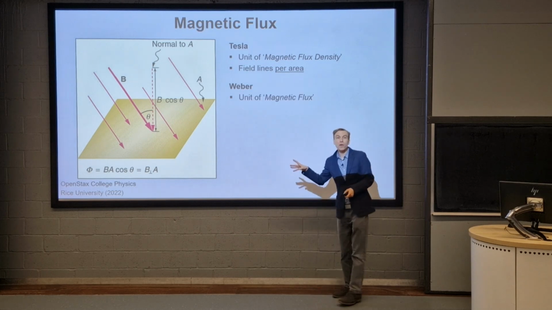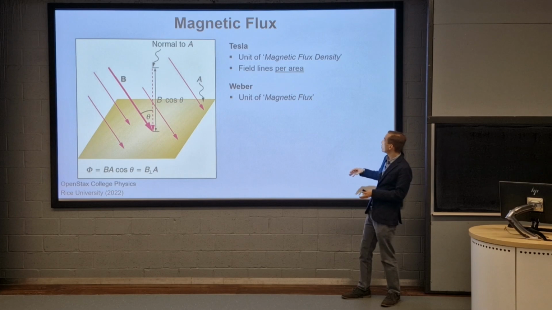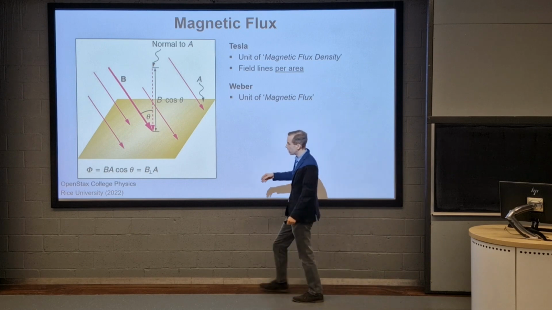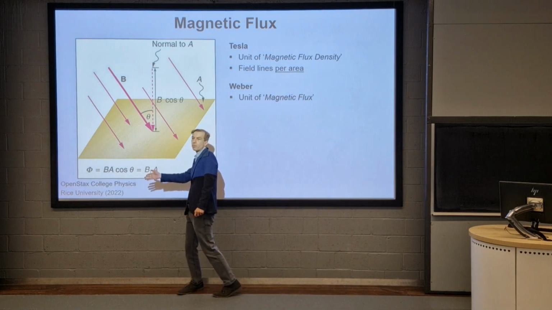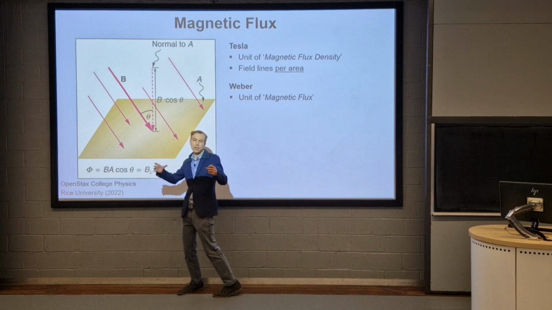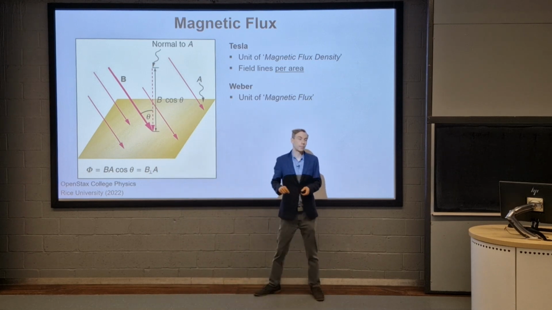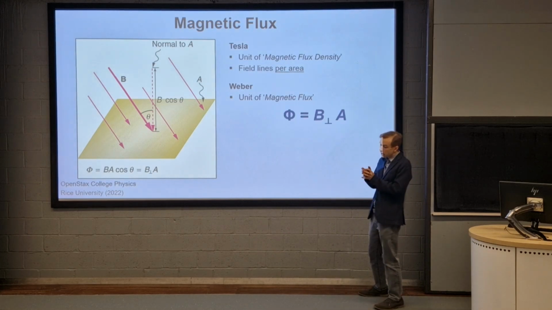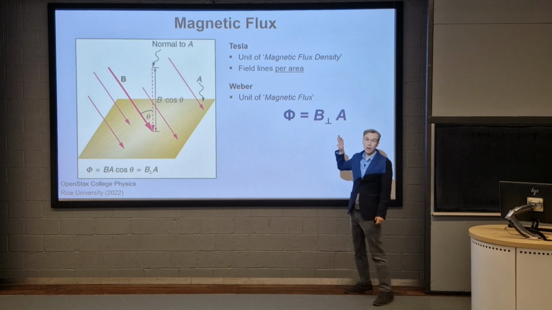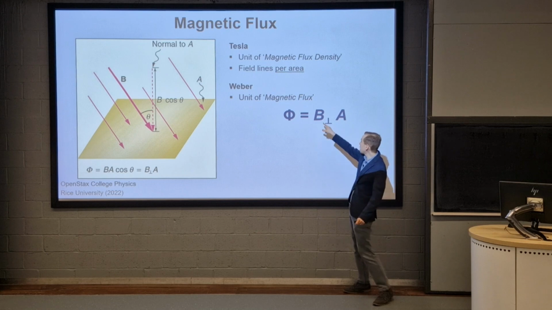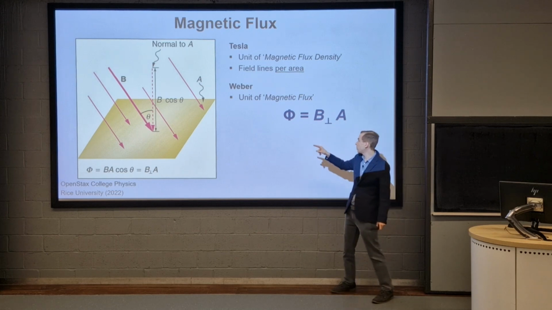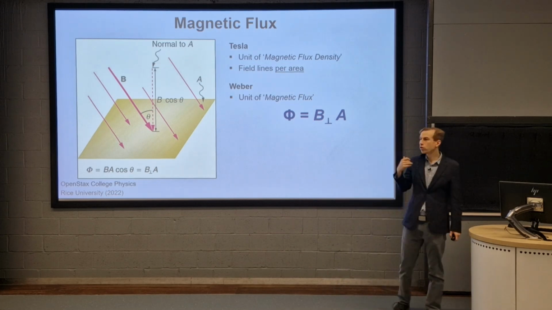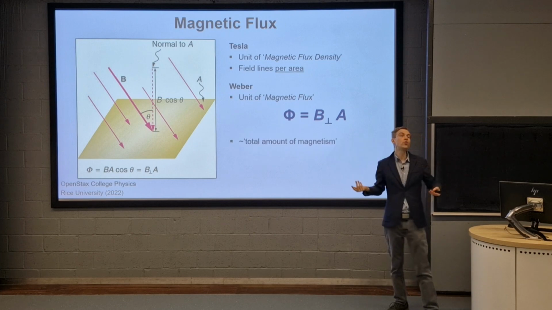Okay, so it's a unit of magnetic flux. What's the difference between magnetic flux density and magnetic flux? Well, the magnetic flux density is how many of these lines we have per area, so it tells us how tightly or loosely packed the magnetic field lines are. But the Weber is the magnetic flux density multiplied by the area. So we use a B for the magnetic flux density, and we use the Greek capital letter phi for the total amount of magnetic flux. And you can think of the magnetic flux as the total amount of magnetism.